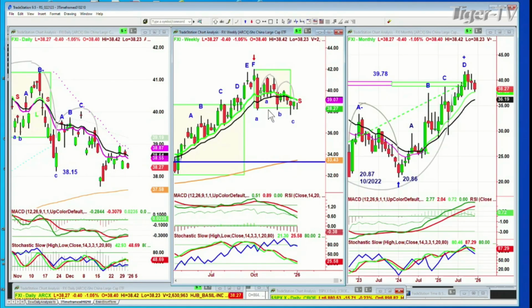If we can move at any point in the FXI going to the end of January over 40.80, let's call it 41. If it can go over 41, it's not a big deal, but so far it's been a big deal. It shouldn't be. That would be very positive, but that's not the case right now.